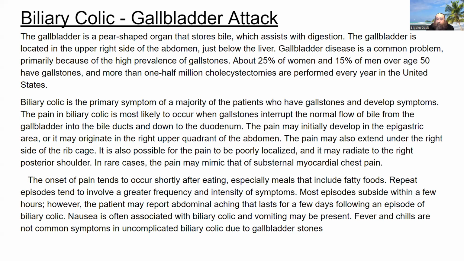Pain initially may develop in the epigastric area or may originate in the right upper quadrant. So you see there, epigastric means all the way across, or more in the right upper quadrant. Pain may also extend on the right side of the rib cage. And it's possible for the pain to be poorly localized. I mean, they can't tell you really where the pain is. It may radiate to the right posterior shoulder. And that's always a clue. It's not in every case. But if they have pain to the right shoulder, very often that is a gallbladder attack.